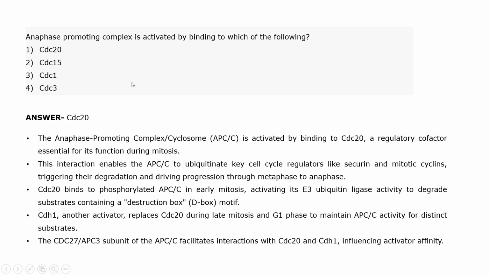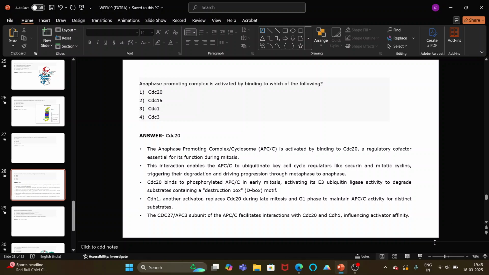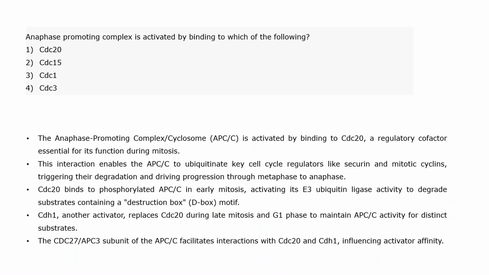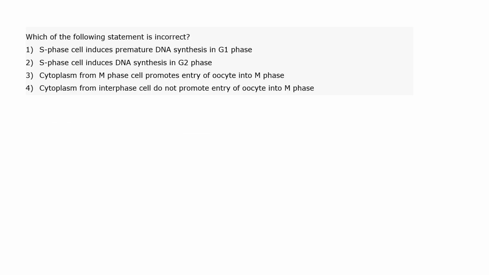So based on this particular option, does anyone have any doubt? I'm sorry that I didn't edit this slide, so the answer already came up when the question was asked. However, anyone has any doubt? Okay, so I think it's clear, right? So I'll move on to the next question. Coming on to the next question.